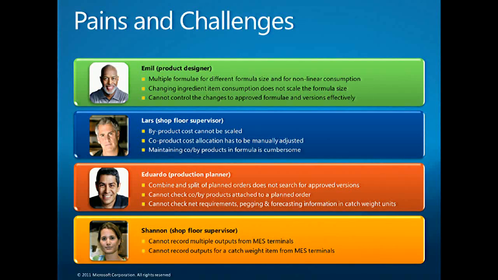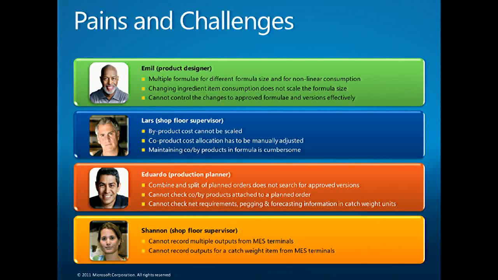Then the other one is changing ingredient item consumption. Now this does not scale the formula size, even though the scalability is supposed to work, but there were some problems with that. So we've modified that and it works now. The other problem that we've come across is that it's difficult to maintain the formulas, in the sense of the control on the formulas.